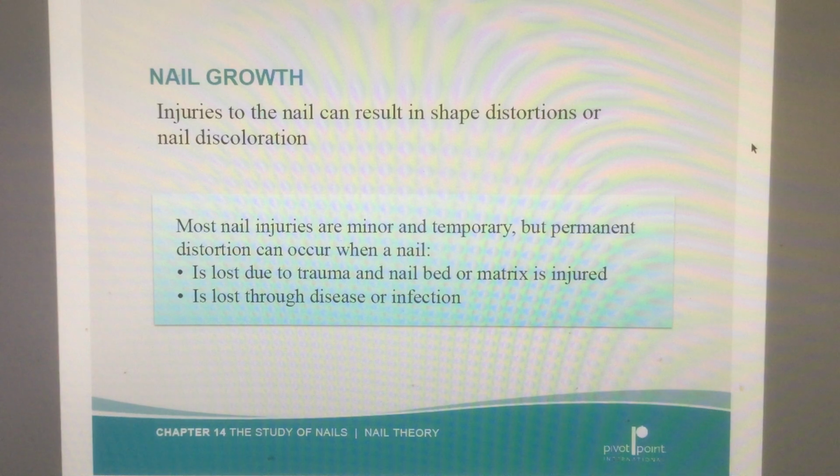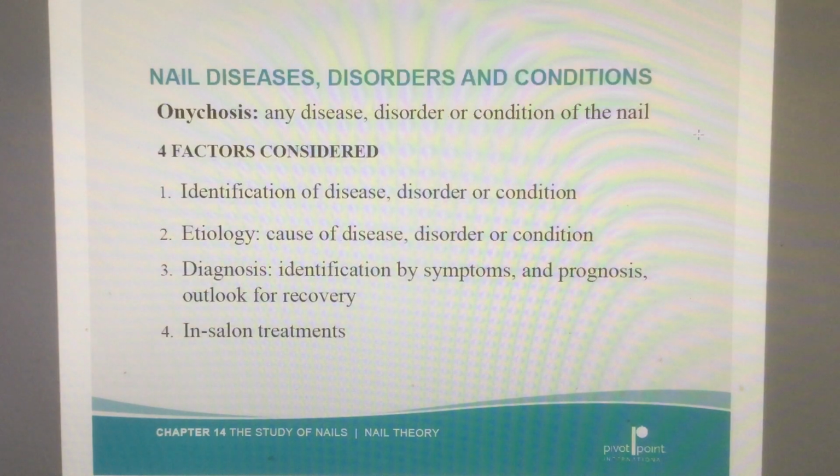Now, most nail injuries are minor and temporary, but permanent distortion can occur when a nail is lost due to trauma and the nail bed or the matrix is injured, or is lost through disease or infection. And you know what? There are many doctors out there that when they see that fungus has become chronic, they will just go ahead and remove the nail. So sometimes it is a medical decision that due to some type of infection or disease, they go ahead and remove it.